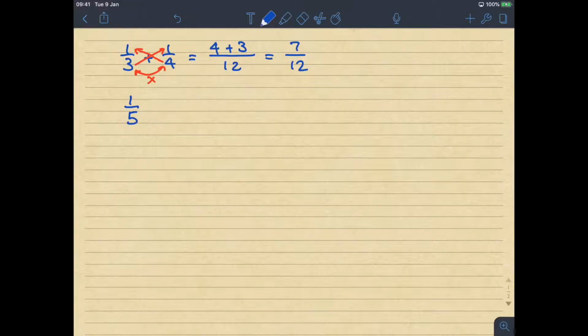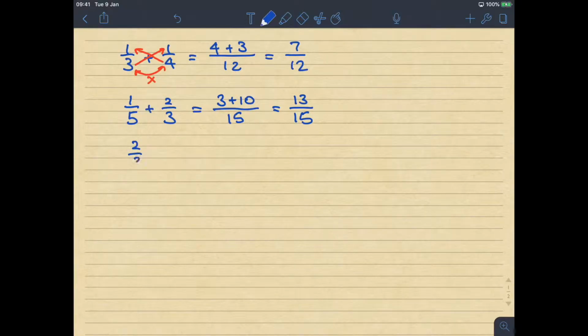1/5 plus 2/3. This time we don't have 1 as the numerator in the second fraction, but the method is the same. So again, the denominator, we have 5 times 3, which is 15. And then we have 3 times 1, which is 3, plus 5 times 2 this time, which is 10. So at the end we have 13 over 15.